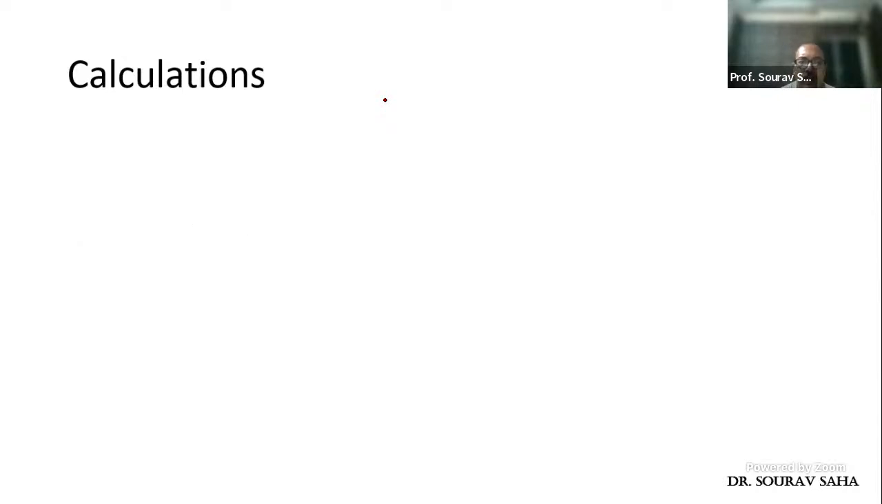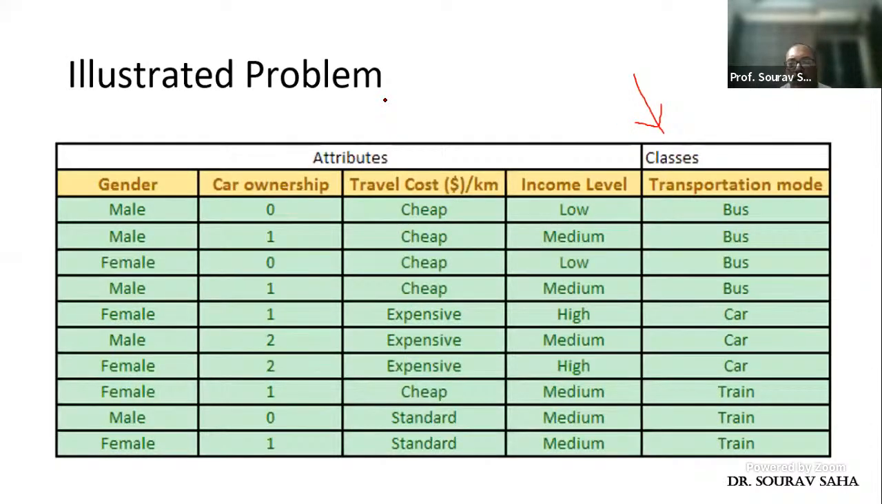One very small question which I have. Let's say that these attributes were not given to you. You only have the target classes. And if someone asks you, for a random customer, what is the preferred mode of transport? What will be your answer?